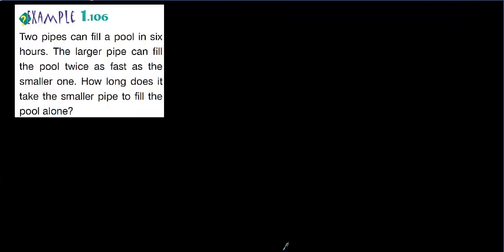Now we are solving this question. Two pipes can fill a pool in 6 hours. So when they work together, or when they fill together, they will finish in 6 hours. So we can also use the formula here: 1 over x plus 1 over y is equal to 1 over t, and t is equal to 6 here.